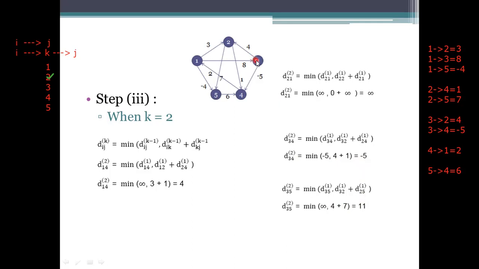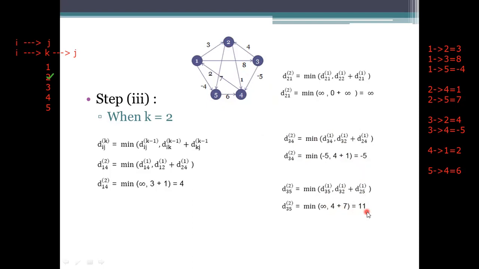And coming to the 3 5, there lies a path or not, we need to see. If I am traversing from 3 to 2, there lies a path 2 to 5. So hence it allows you to calculate the edge here. So here 3 to 5, there is no edge, infinity, but by traversing through this intermediate vertex 2, i to k, k to j: 3 to 2 is 4, 2 to 5 is 7, 4 plus 7 is equal to 11.